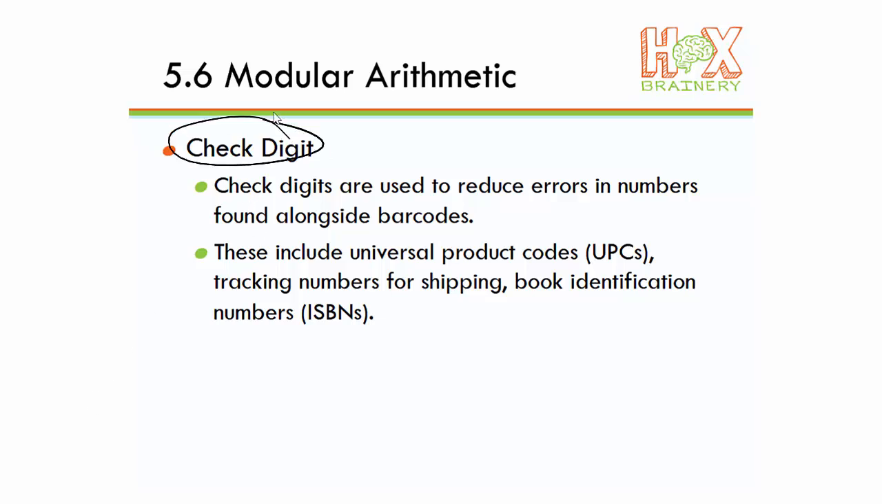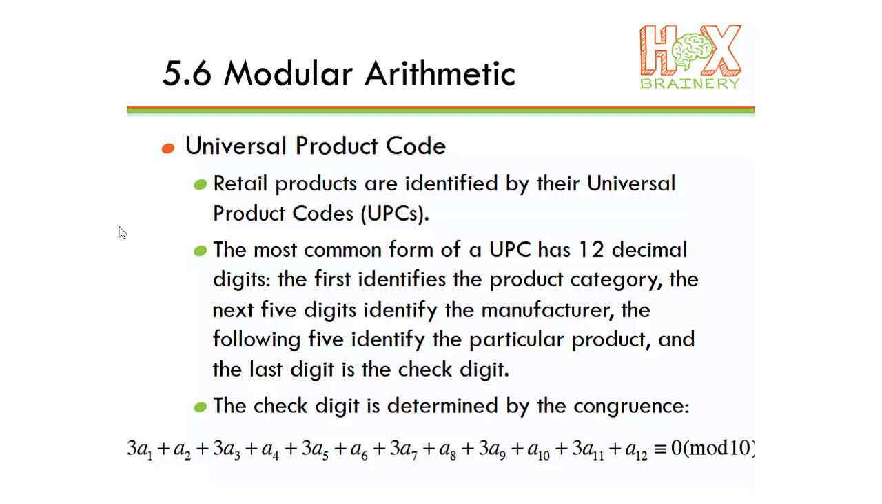Check digit. Check digits are used to reduce errors in numbers found alongside barcodes. These would include your universal product codes, UPCs, tracking numbers for shipping, and book identification numbers like ISBNs. I'm going to focus on the universal product code. Retail products are identified by their universal product code, or UPC.